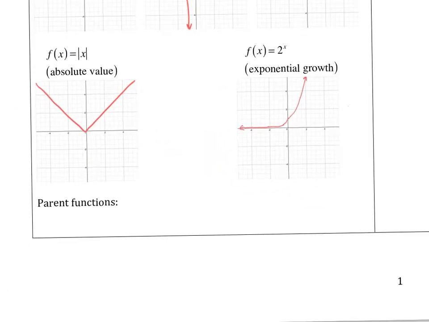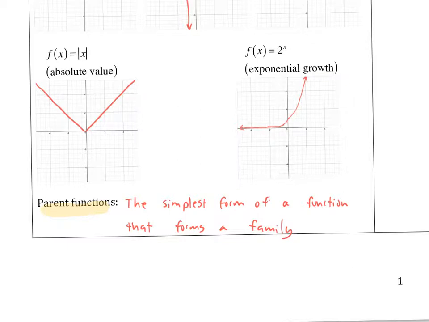But each one of these is what's called a parent function. A parent function. So textbook definition says this. A parent function is the simplest form of a function that forms a family. So anytime you have a graph that has a straight line with a bounce off it, well, a straight line and bounce to a straight line, that's going to be an absolute value. It might not always bounce at 0, 0. Anytime you have something that flatlines one direction but increases infinitely in the other direction, that's going to be an exponential growth.